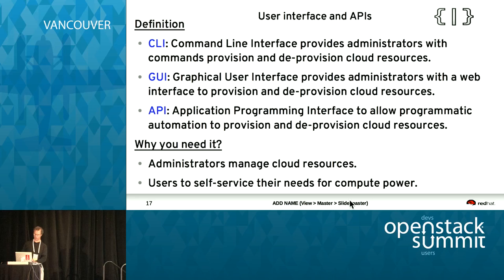The user interface. You have three kinds. You have the CLI, the command line interface that you saw me run some of those Cinder commands. You have the graphical user interface that you've seen in the Firefox browser. And you have the API for programmatic automation. So it serves two purposes. The administrators administer the cloud using those tools, and the end users provision what they need using those tools as well.